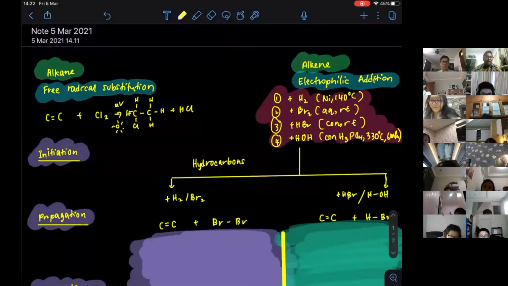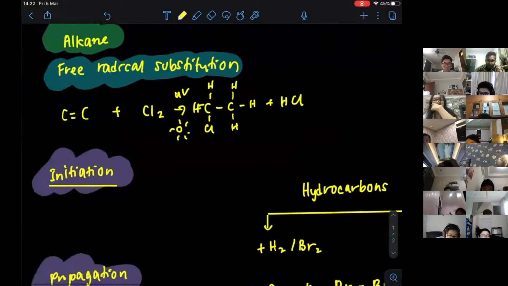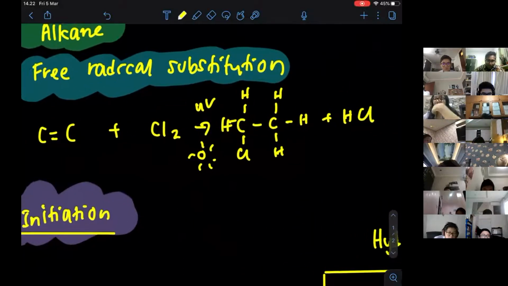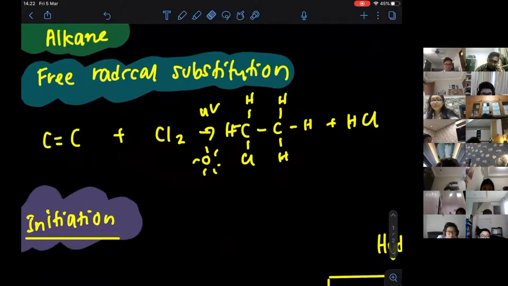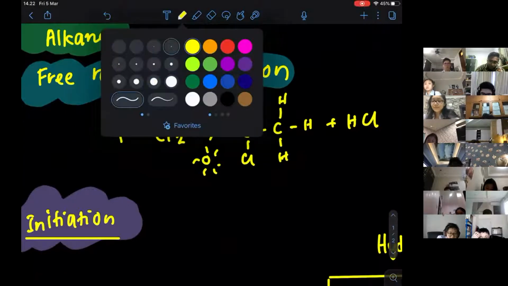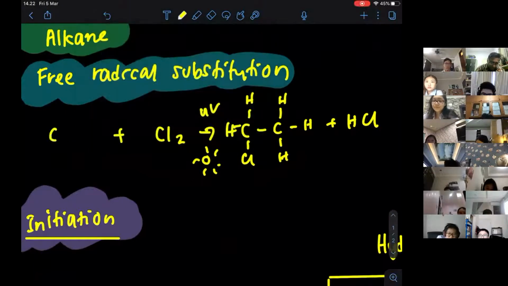Whenever you want. So here, we are going to look into alkane. For alkane, we have to remember about free radical substitution. If you have a carbon-carbon single bond, you are going to have free radical substitution. This free radical substitution will happen one by one until all the hydrogen is fully replaced.